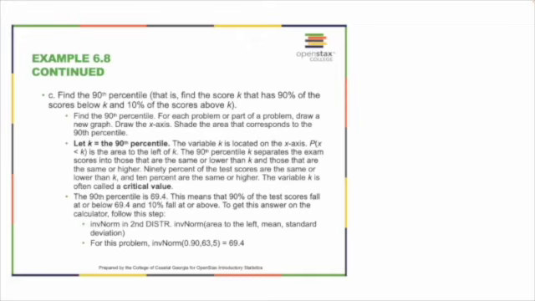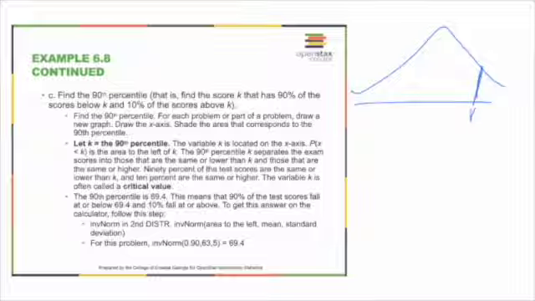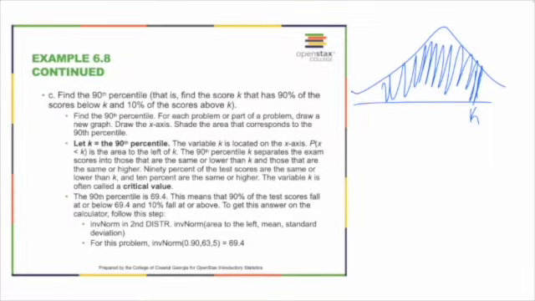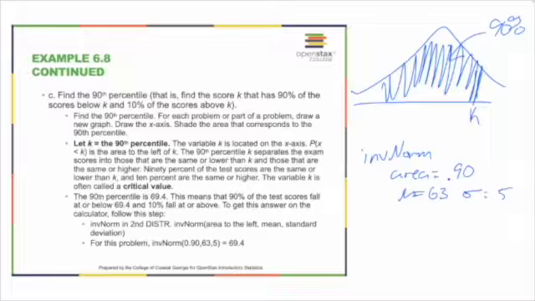Find the 90th percentile, meaning find the score that has 90% of the scores below that value or 10% of the scores above. So here's what our picture would look like. What is this value such that 90% of the scores are below it, or an area of 0.90? So remember, when we're given the area, we're going to use that inverse norm feature. Our area is 0.90. And then we still have our mean and standard deviation given to us in the problem. This is a tail that's to the left because we're looking for this value and the shading is to the left of it.